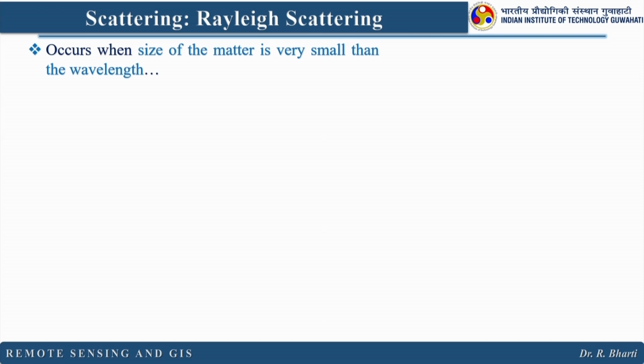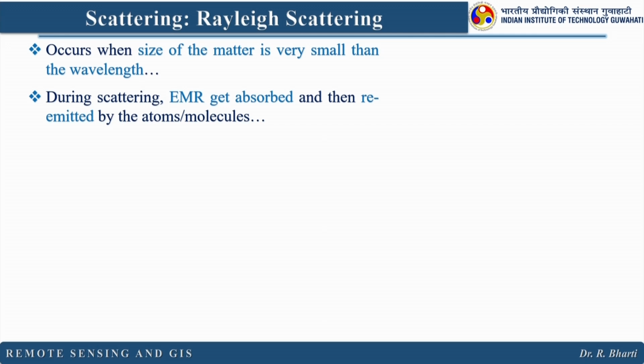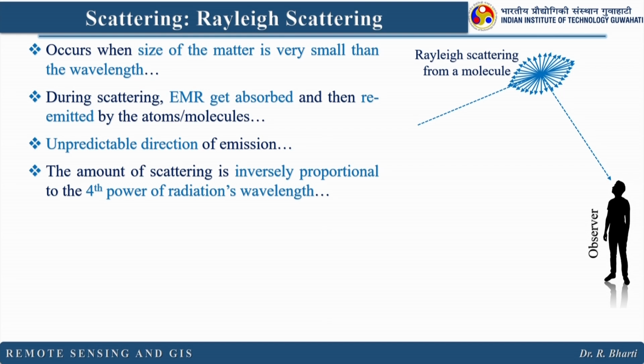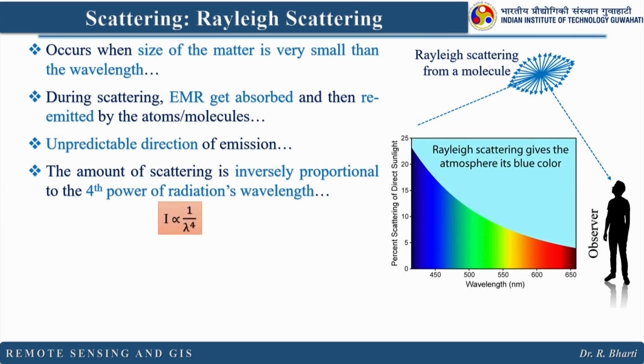In Rayleigh scattering, it occurs when the size of the matter is very small compared to the wavelength. During scattering, the EMR is absorbed and then re-emitted by the atoms or molecules. Here you can see Rayleigh scattering, which is unpredictable in direction. You cannot predict the direction of emission, and the amount of scattering is inversely proportional to the fourth power of the radiation's wavelength, which is this.